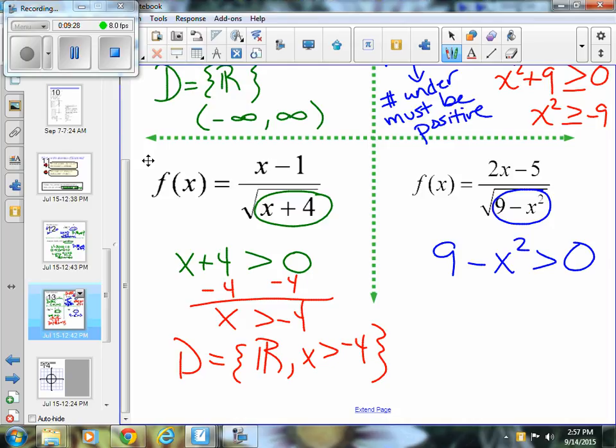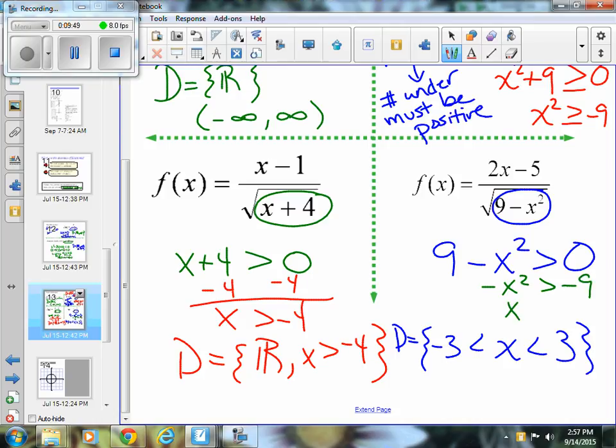So let's see if we can write that. So all the x's that are in between negative 3 and positive 3 would be the domain of that function. Now, that's kind of the guessing and checking approach, which some people like just fine. But sometimes you like to have something to solve. Let's go back to that inequality. I'm going to go ahead and subtract 9.